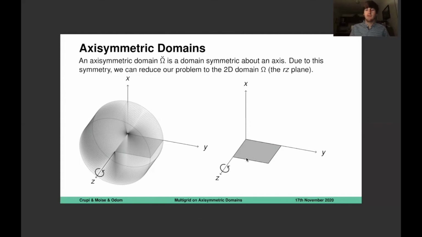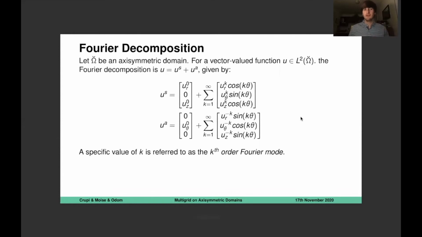So for our problem going forward, we're going to look at the canonical example, which is a unit square in 2 dimensions that we rotate about an axis to get a cylinder. Now, as I mentioned, we're going to be in cylindrical coordinates. And when we apply a Fourier decomposition to a vector-valued function u that exists on our axisymmetric domain, the symmetry of the Fourier decomposition actually allows us to drop the theta variable and perform a dimension reduction from r, theta, z to just r, z. And then going forward, note that a specific value of k is going to be referred to as a kth order Fourier mode.